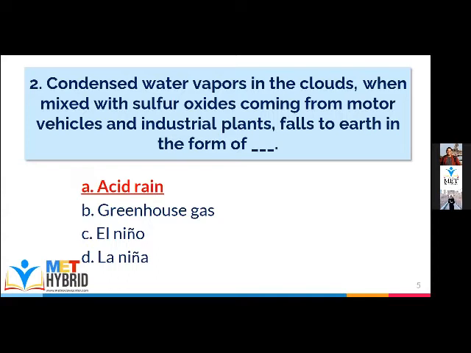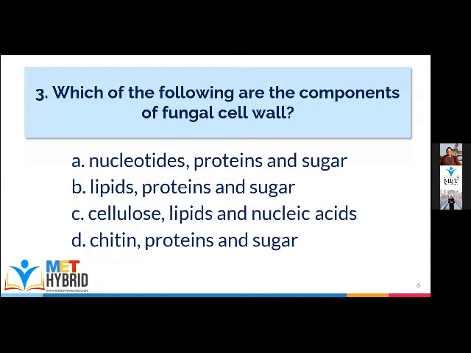Okay, so let's go to question number 3. Which of the following are the components of fungal cell wall? A, nucleotides, proteins, and sugar. B, lipids, proteins, and sugar. C, cellulose, lipids, and nucleic acids. D, chitin, proteins, and sugar.